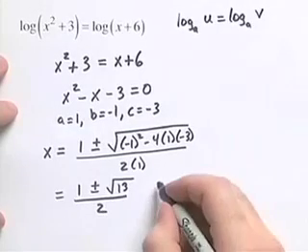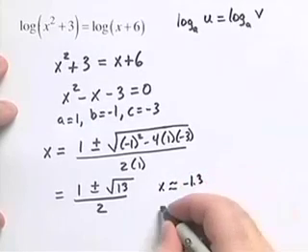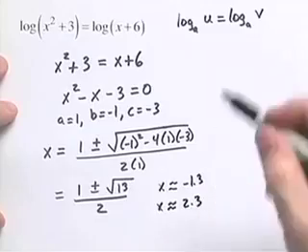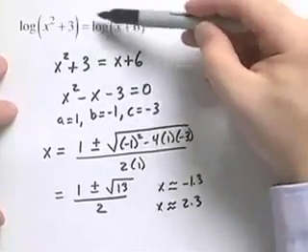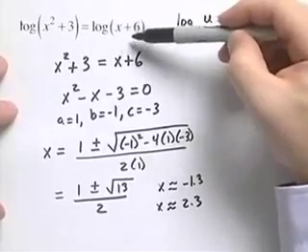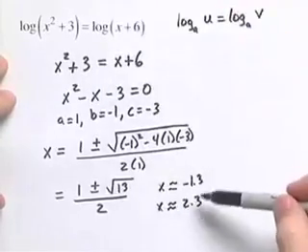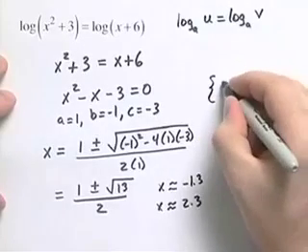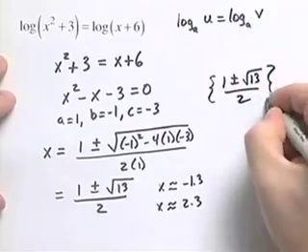If we put that in our calculator, we'll see that x is approximately negative 1.3, and x is approximately 2.3. If we use those and check up in our original equation, you can see that neither one of those values will yield a negative value inside the logarithm, nor will they yield 0, and so both of these solutions will work. So our solution set will be 1 plus or minus the square root of 13 over 2.